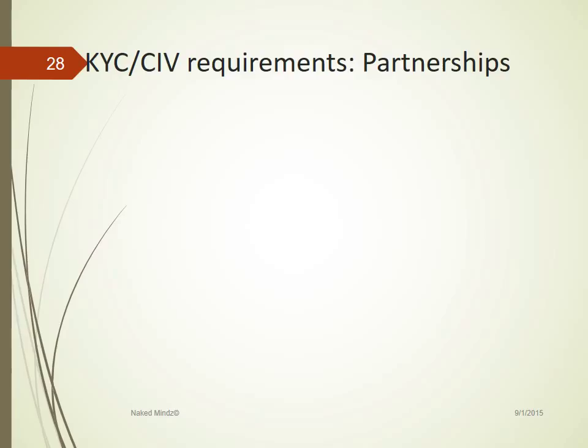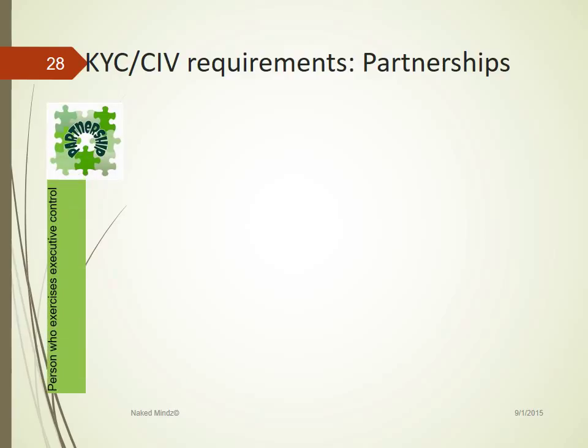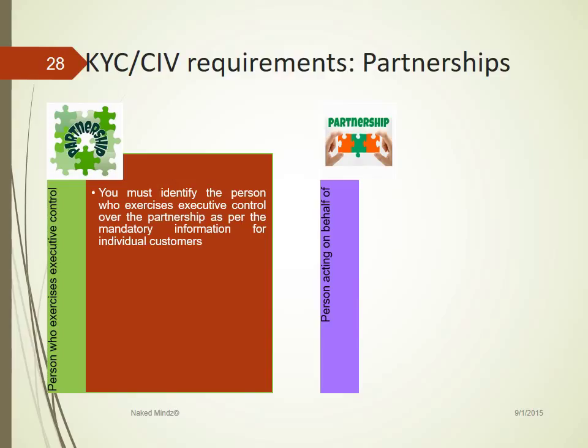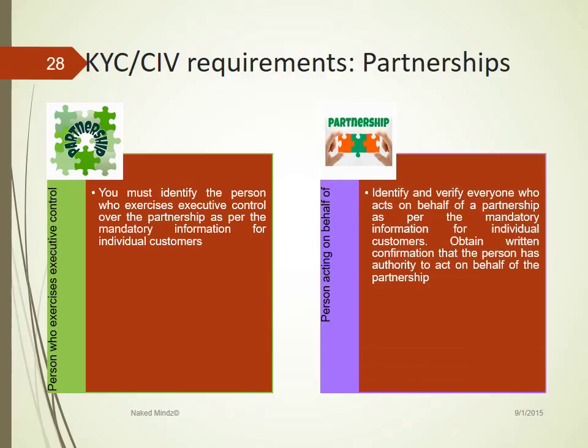Further requirements for partnerships include that the person who exercises executive control must be identified. The person who acts on behalf of the partnership must be identified and verified. And that's everybody who acts on behalf of a partnership, as per the mandatory information for individual customers. You have to obtain written confirmation that the person has the authority to act on behalf of the partnership.